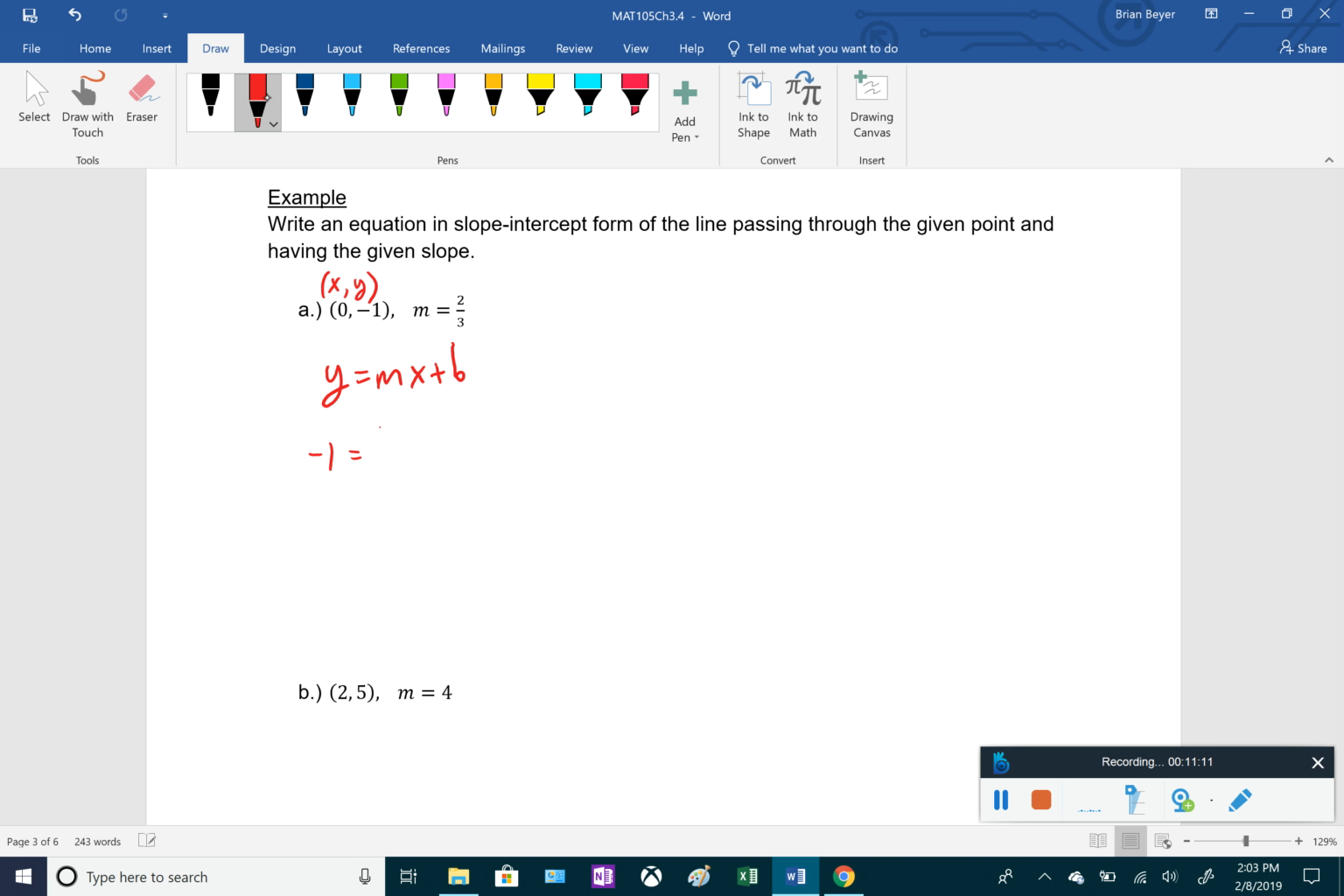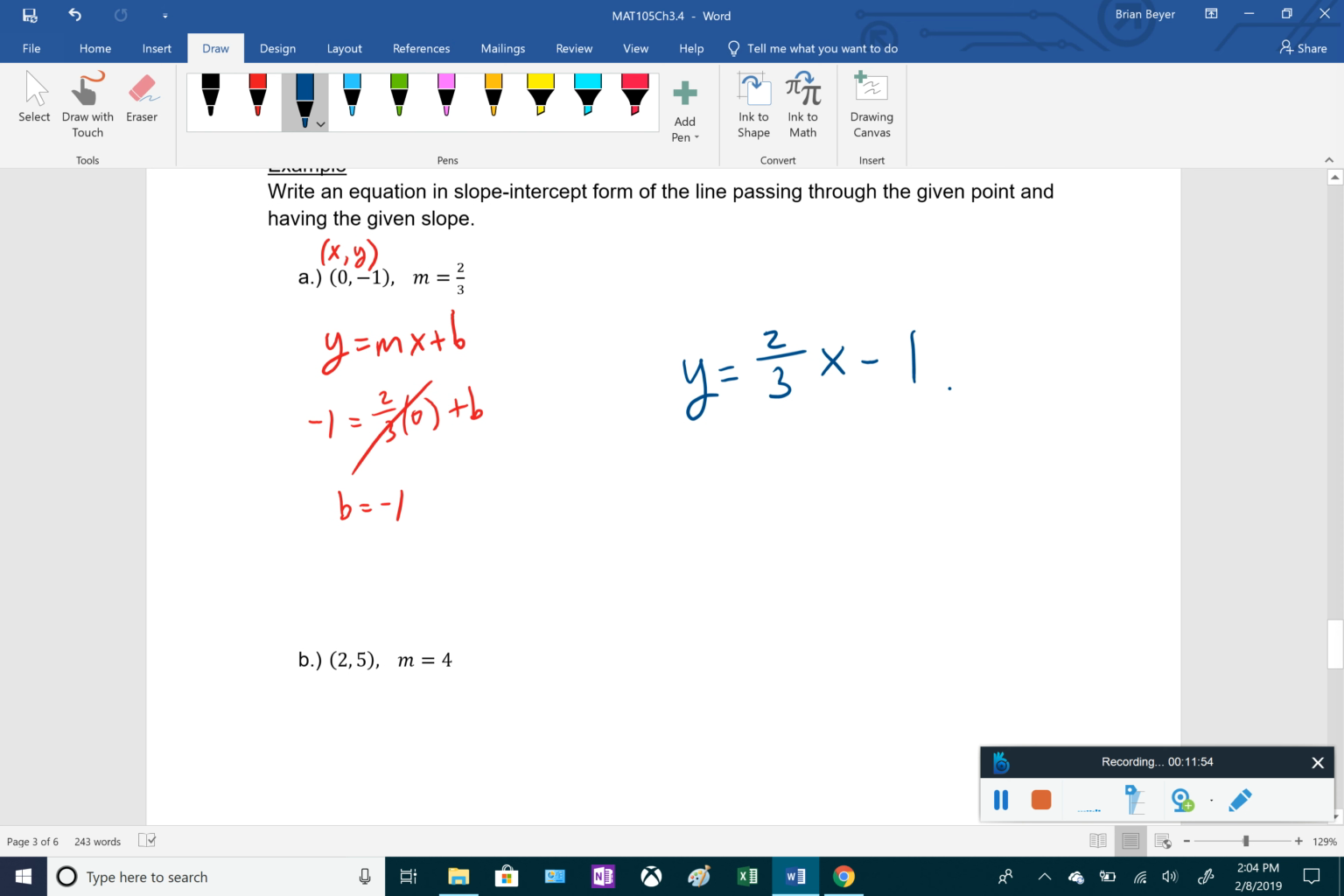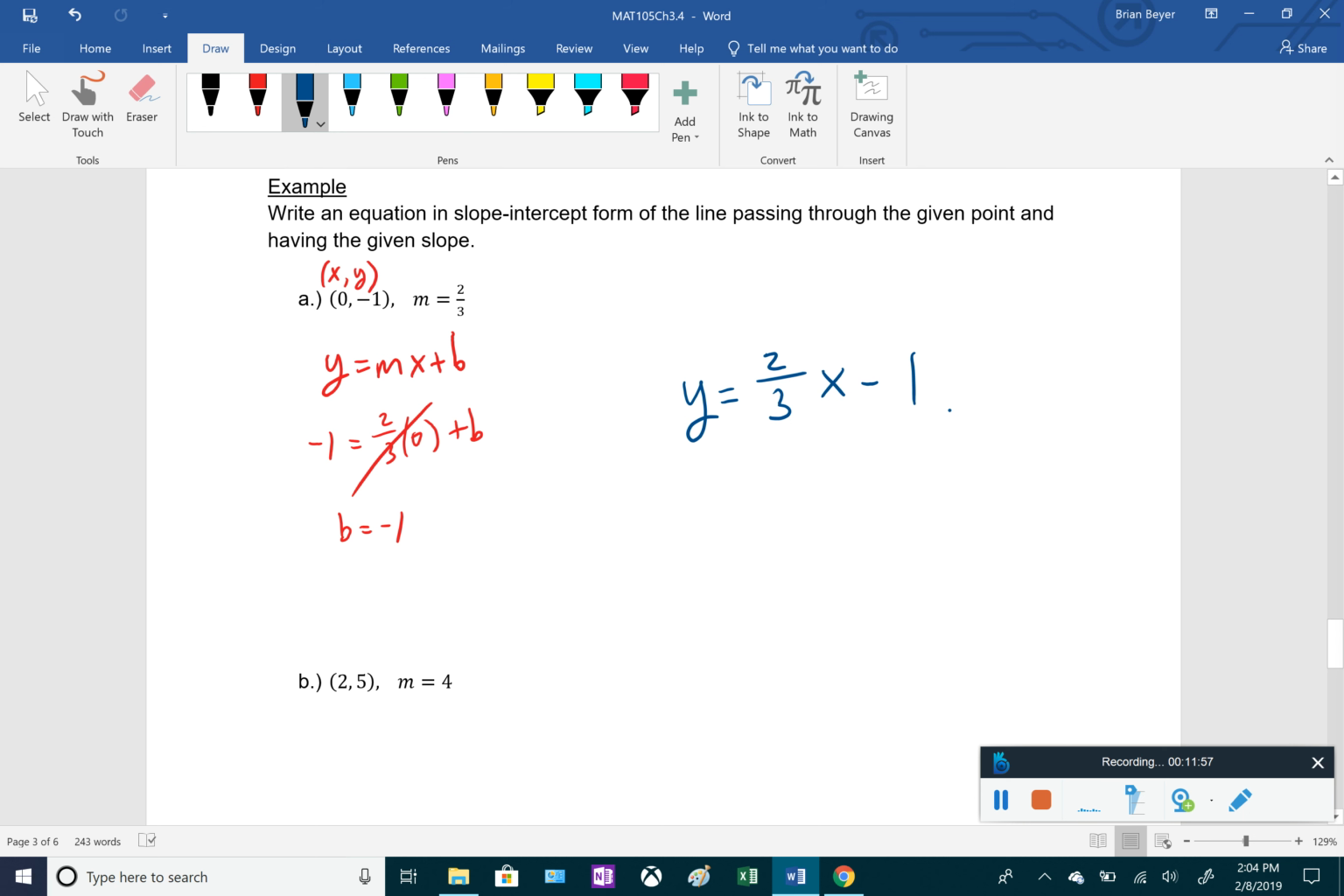So it's negative 1 equals 2/3 times 0 plus b, plugging in that coordinate. The 0 term cancels and we get b equals negative 1. So the y-intercept is negative 1. We probably should have been able to realize that because the point they gave us, (0, negative 1), has x equal to 0, so that is the y-intercept. Writing this in slope-intercept form, y equals mx plus b, it's y equals 2/3 x minus 1. Pretty much the only work you have to do is find that y-intercept and then plug the slope and the y-intercept into y equals mx plus b.